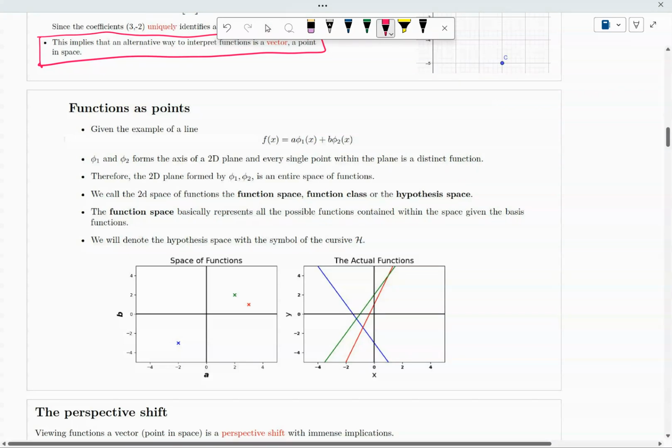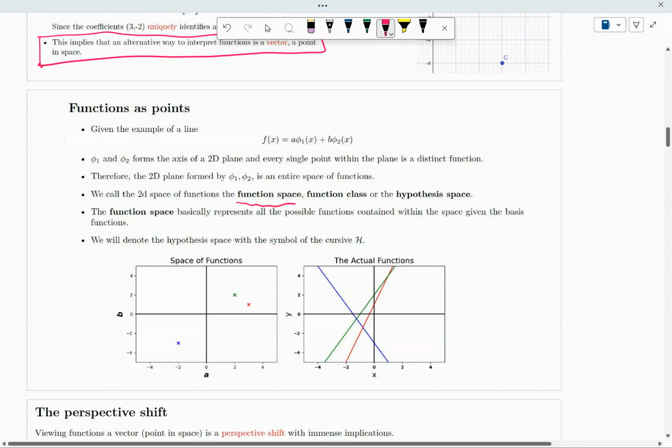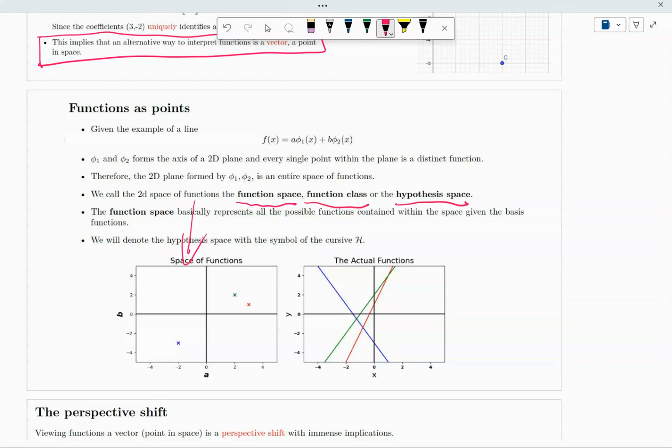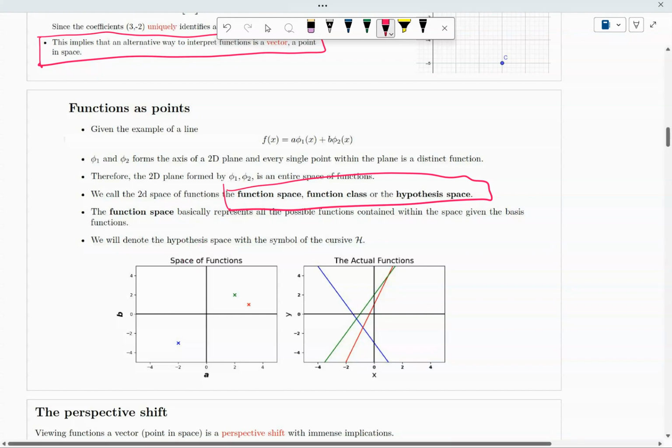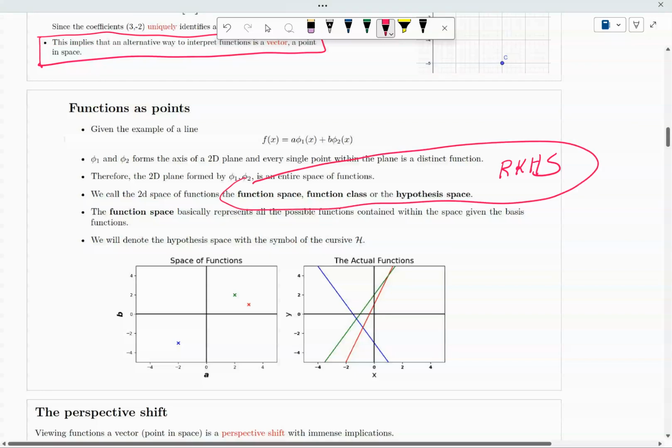Okay. So we call this 2D space a space of functions. We can call it a function space, a function class, a hypothesis space. So these are the different names we're going to call them. Later on, we're going to give it even another name called the RKHS. Okay, so you can just picture all these as the same thing for now, and it's just a space. It could be 1D, 2D, 3D, 4D, whatever D, and every single point in the space is defining a particular function.